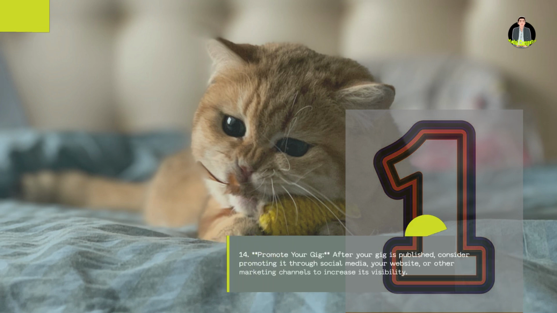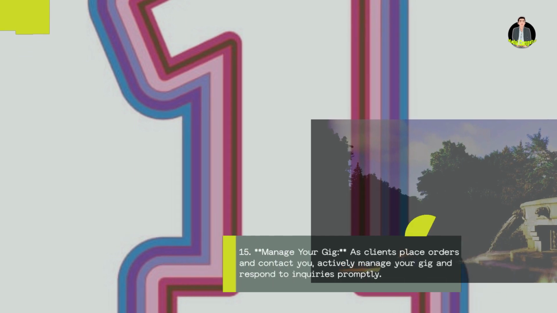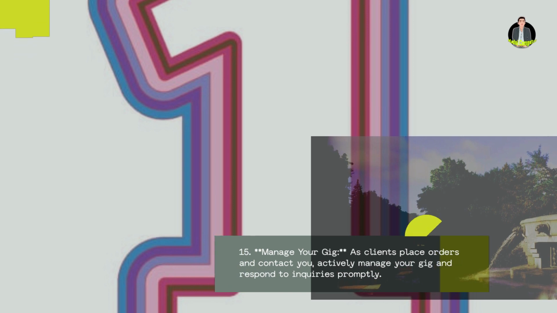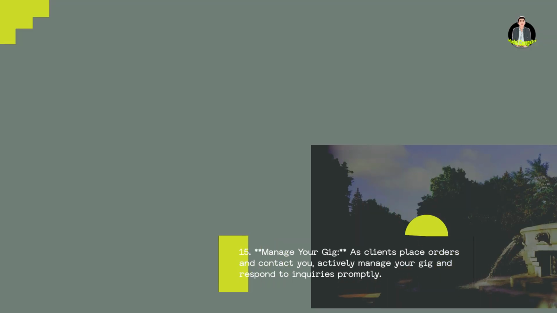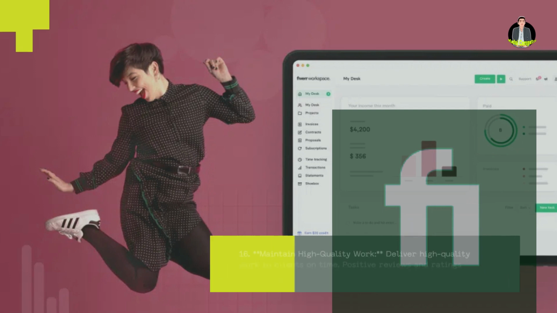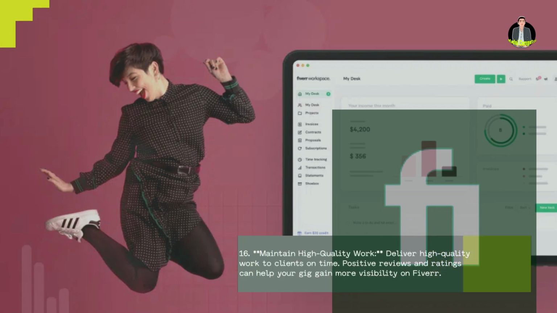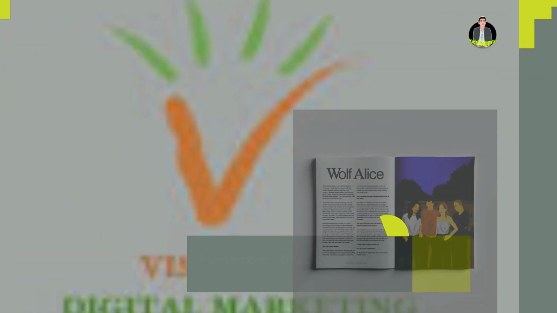14. Promote your gig. After your gig is published, consider promoting it through social media, your website, or other marketing channels to increase its visibility. 15. Manage your gig. As clients place orders and contact you, actively manage your gig and respond to inquiries promptly. 16. Maintain high-quality work. Deliver high-quality work to clients on time. Positive reviews and ratings can help your gig gain more visibility on Fiverr.